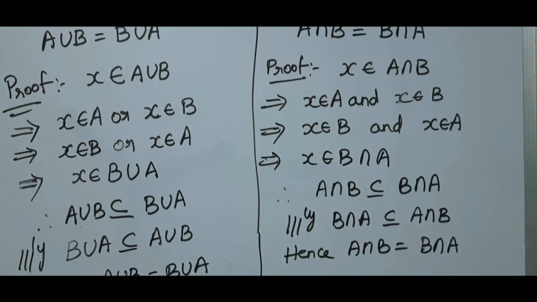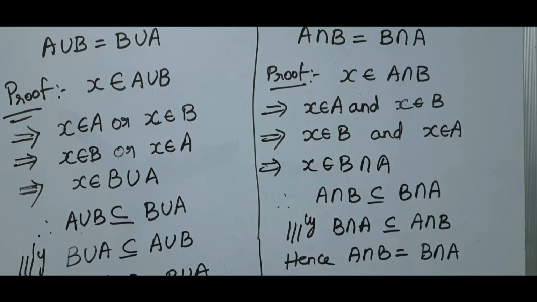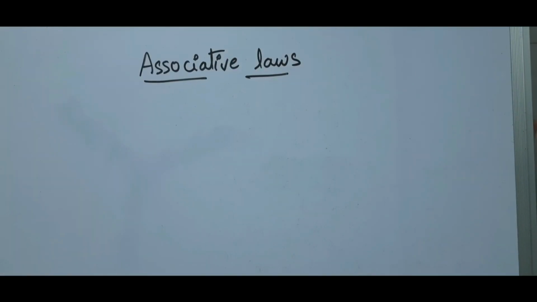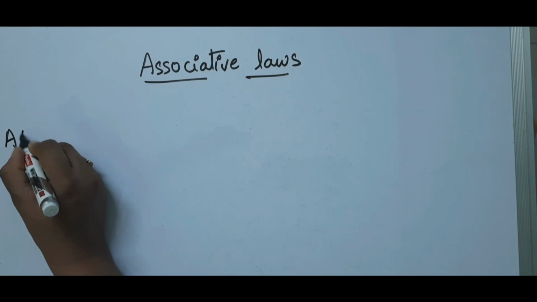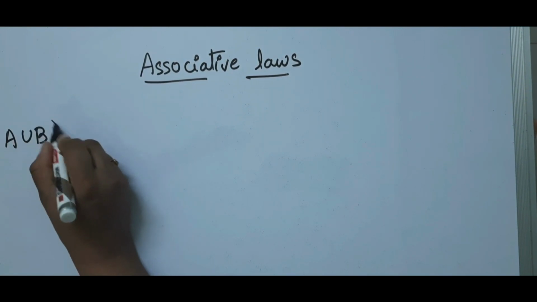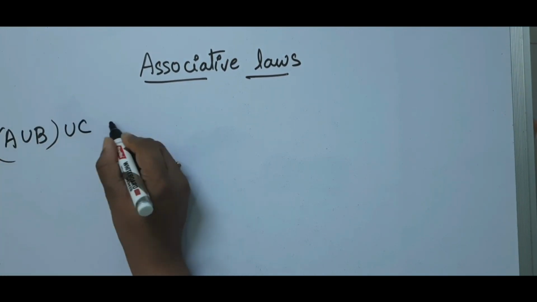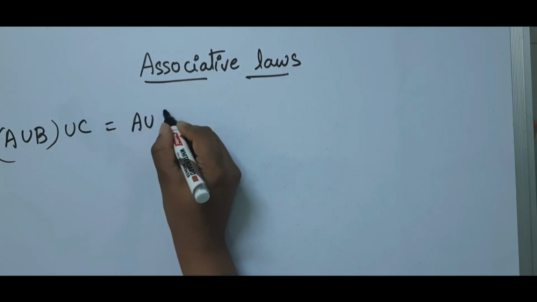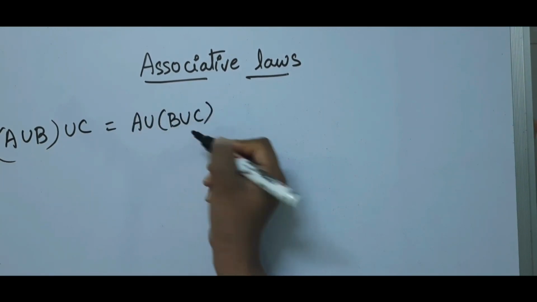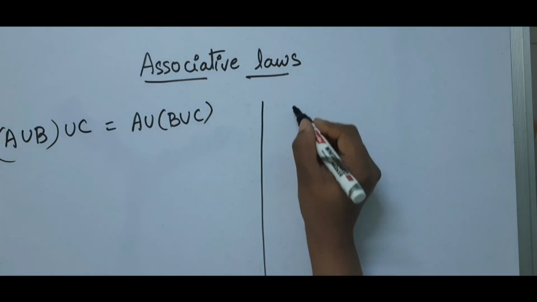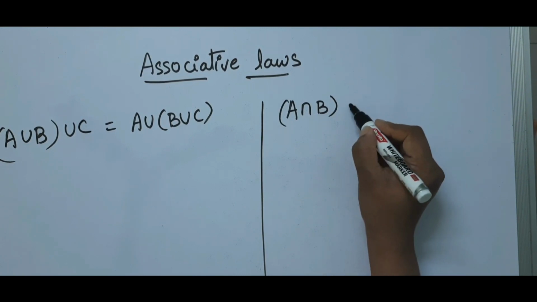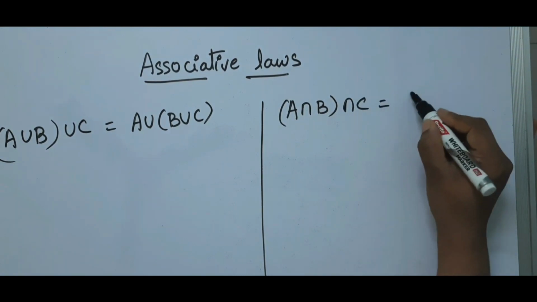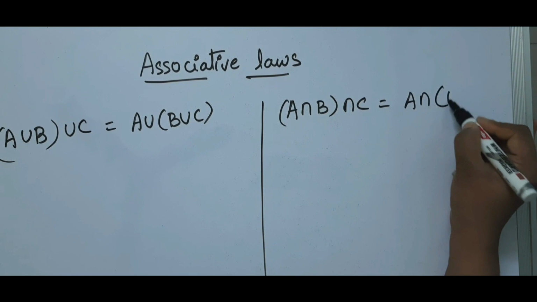Now, let us go to associative laws. Associative laws. In the case of union, A union B union C is equal to A union B union C, with the grouping changed. In the case of intersection, A intersection B intersection C is equal to A intersection B intersection C.